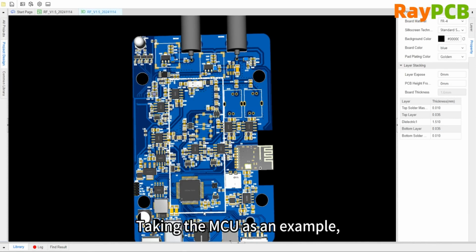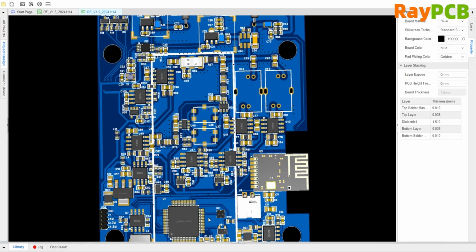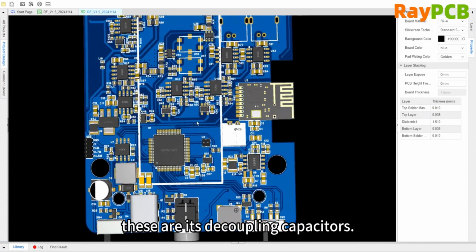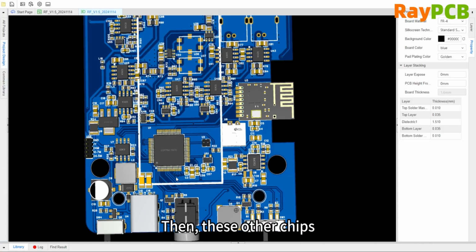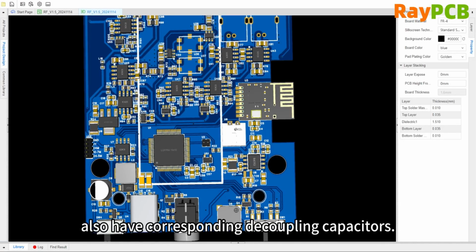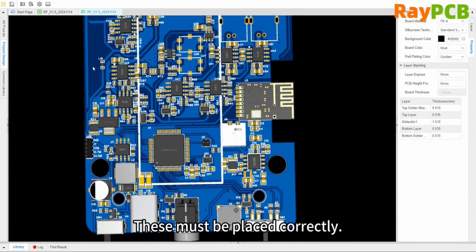Take the MCU as an example. In the middle, these are its capacitors. These are its decoupling capacitors, and these are its power pins. The decoupling capacitors must be placed extremely close to the power pins. Similarly, other chips also have corresponding decoupling capacitors and power pins, and these must be properly placed.